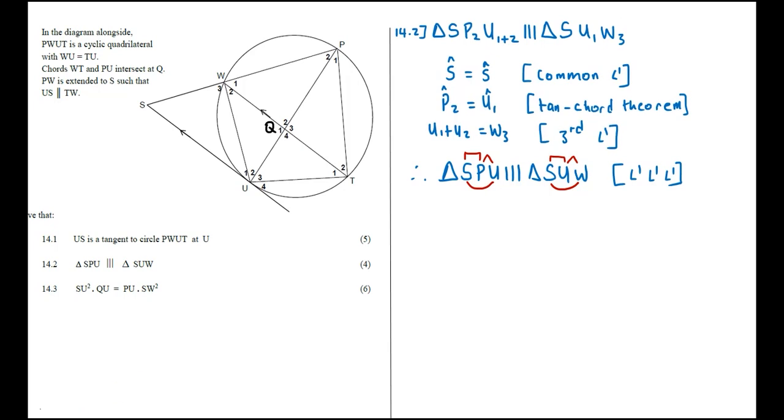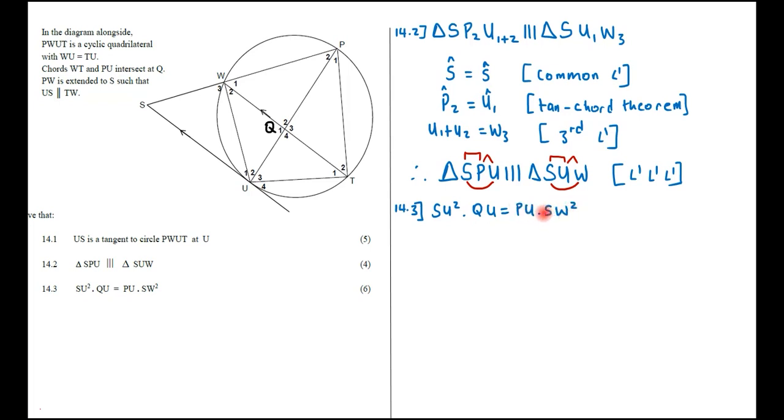All right, so now we're going to the moment that we've been waiting for, which is 14.3, and that is to try and discover a method or an approach to simplify or prove similarity in this structure. So here we have SU squared times QU equals PU times SW squared.